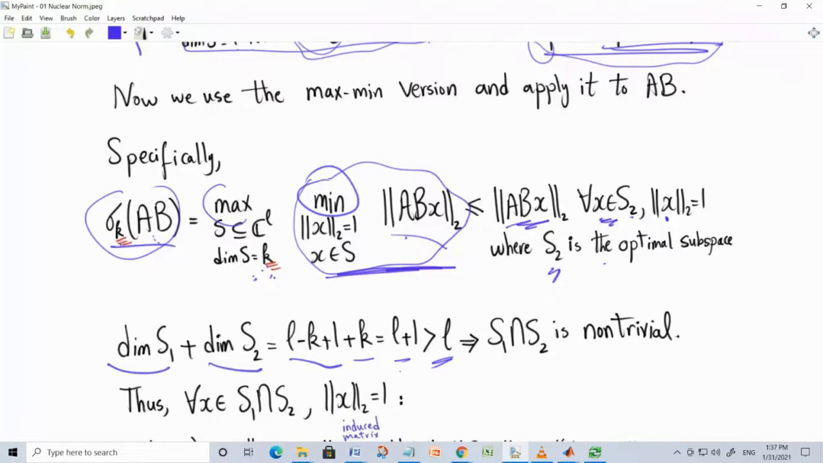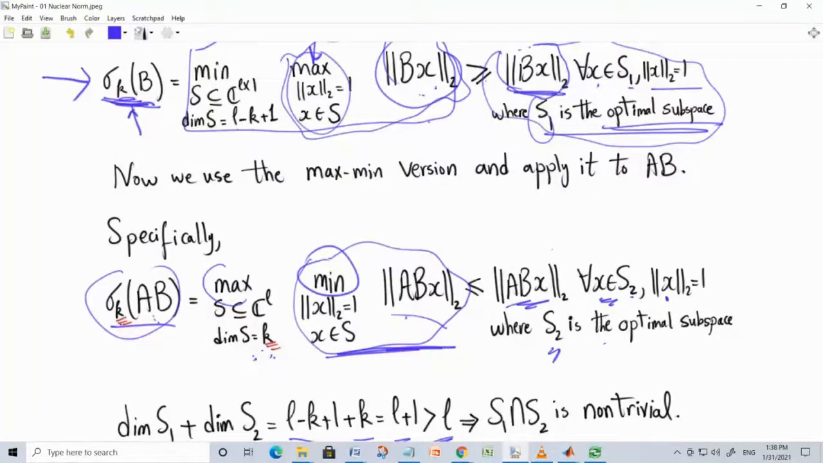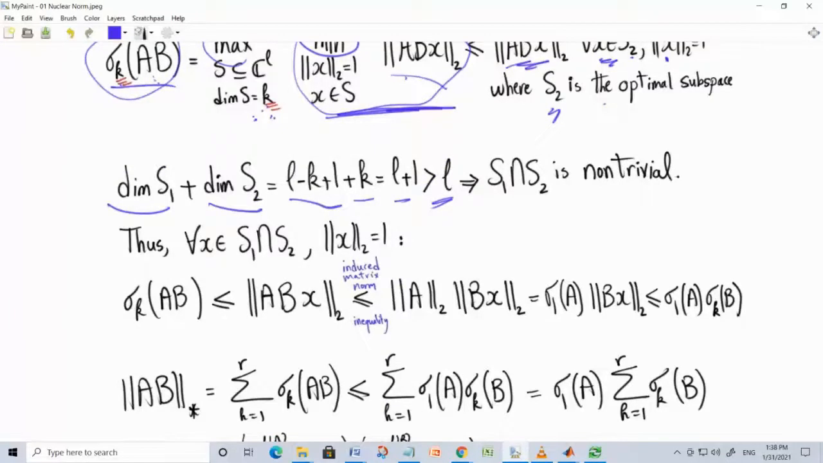So if you pick two subspaces, their intersection must contain at least one vector, which is the all-zero vector. The question is, do we have other elements in the intersection? If the two subspaces have a sum of dimensions that exceeds the dimensionality of the space, then yes, the intersection is more than the all-zero vector. The intersection is non-trivial. And so now we can establish a chain of inequalities as follows. For every x in the intersection of S1 and S2, and the L2 norm of x is equal to 1.